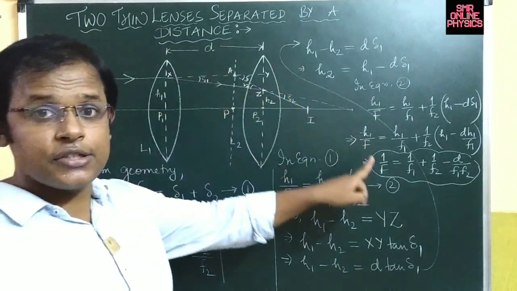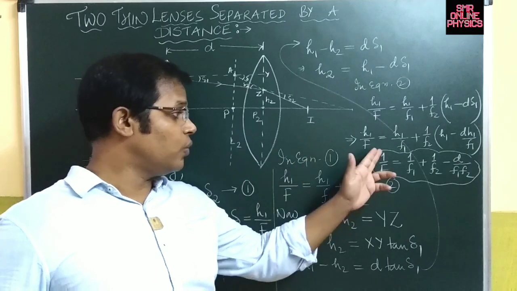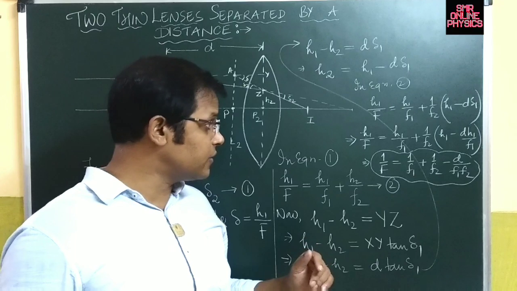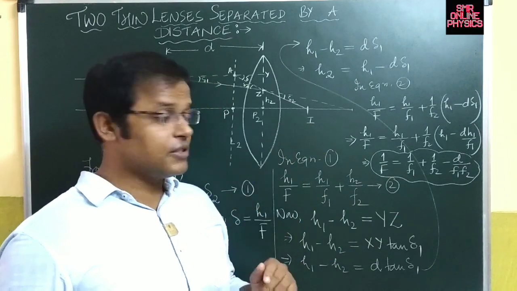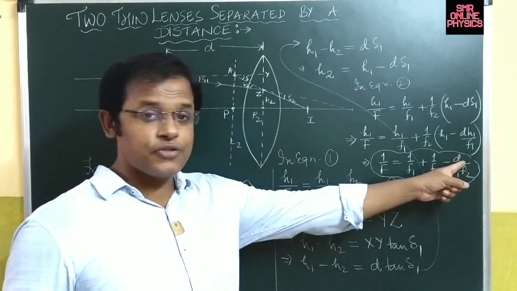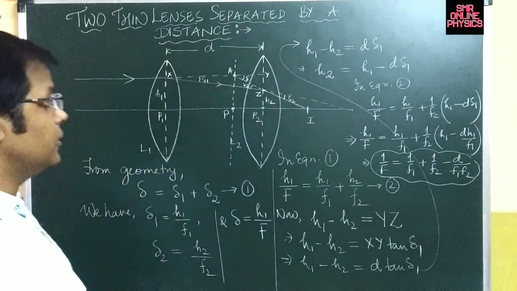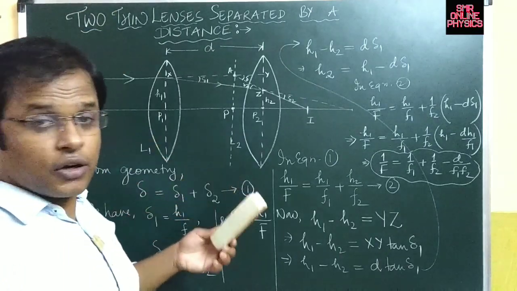So once again, I think it's clear, no confusion. 1 by capital F, F represents the equivalent focal length of the lens, f1, f2 are the focal lengths of the lenses, minus the distance of separation by the product of f1 and f2. All good? Right. So let us quickly find out and finish it off.